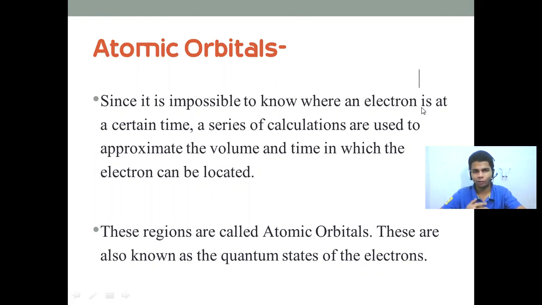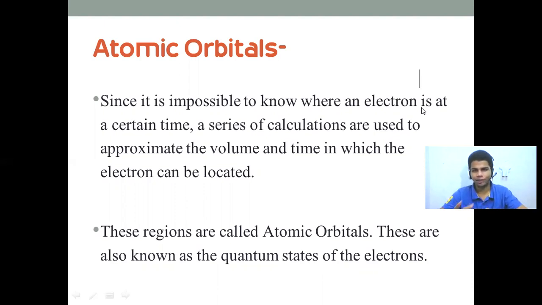So first thing is atomic orbitals. Since we know that electrons have a dual property, first one is wave nature and the other is particle nature, it's very hard to find the exact location of the electron. It's kind of impossible to say where an electron is at a particular time. So the regions where the electrons are found, we call atomic orbitals, and these are also called the quantum states of the electrons.